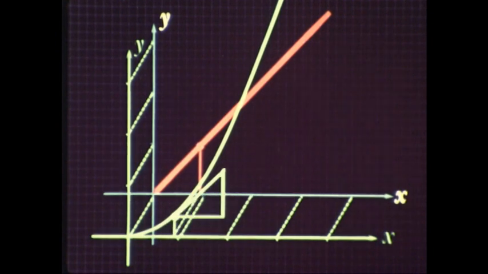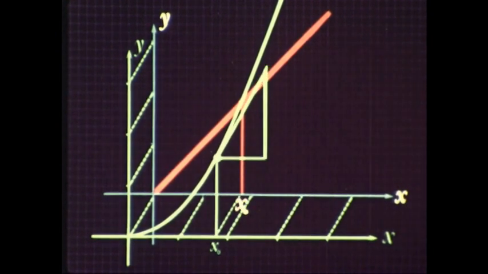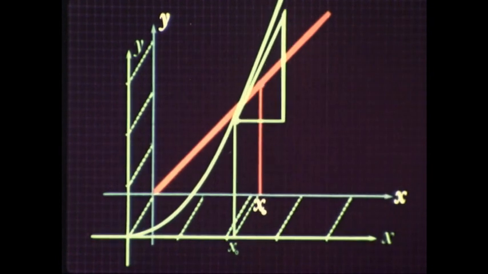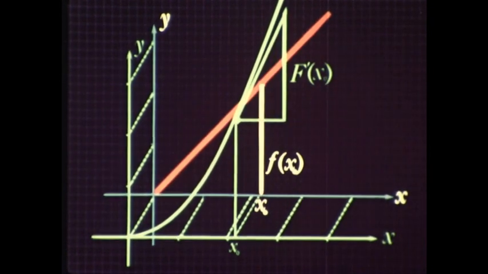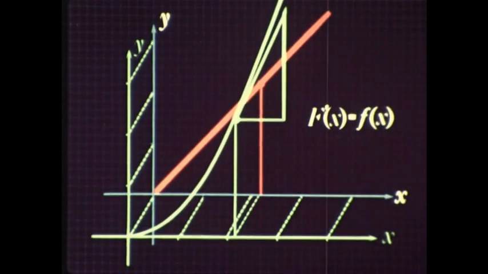If we do this at an arbitrary point x naught, we see that the altitude of the triangle, which is F prime at x naught, agrees exactly with f of x naught, the value of f at that point. Thus here again, as in the first example, the derivative of the accumulating area under the graph of f is f.